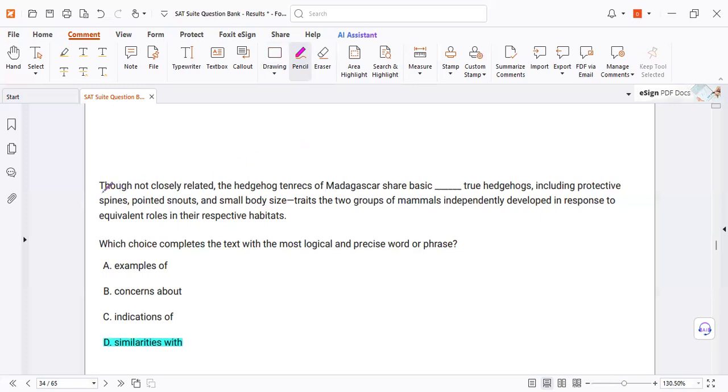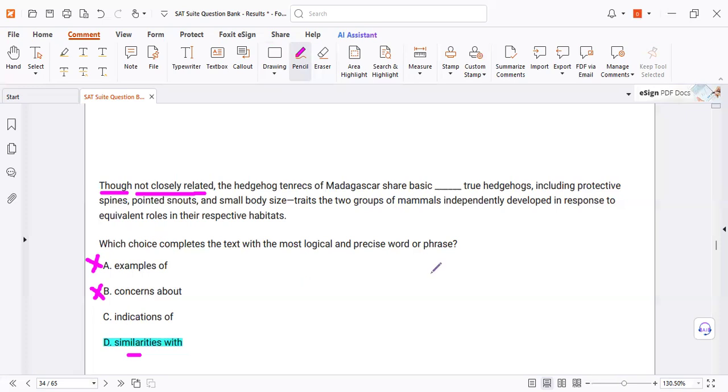Number one, we have the contrast technique. So this part is opposite to this part, not closely related. What is the opposite? Related. And if two things are related, they have similarities between them. The similar concerns, of course, do not make sense. Examples, he said here already. So wrong. Indications means evidence of existing.